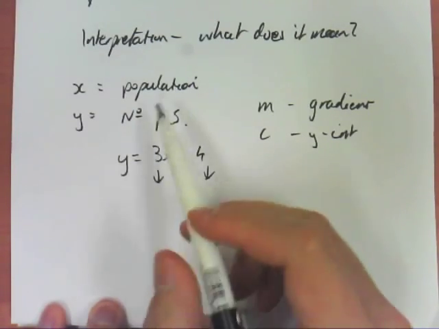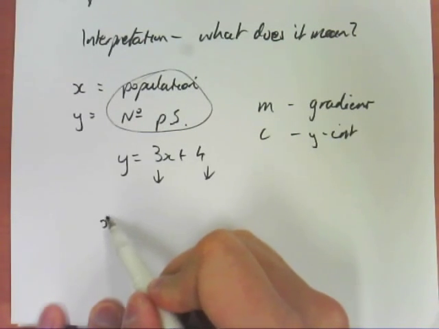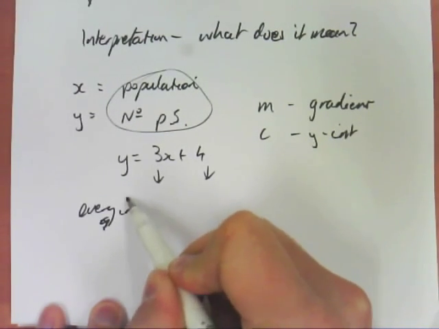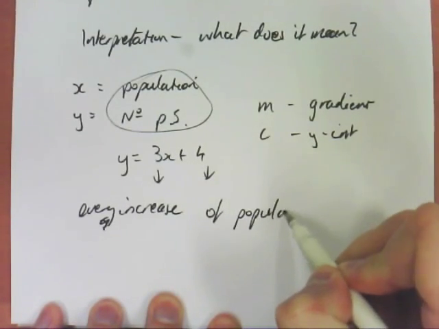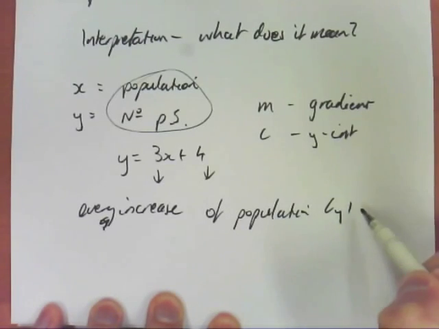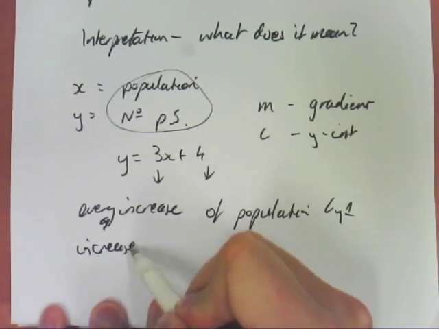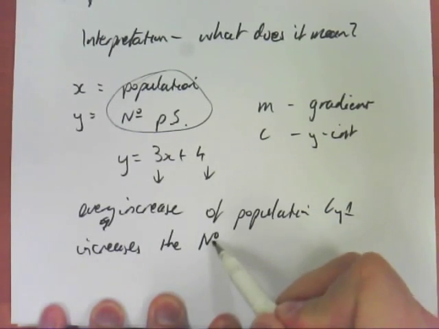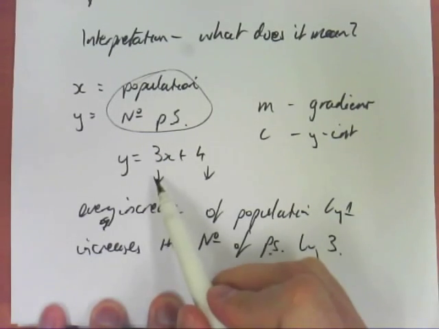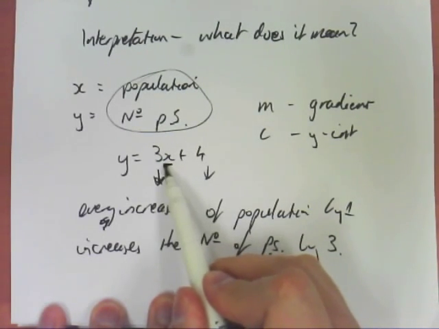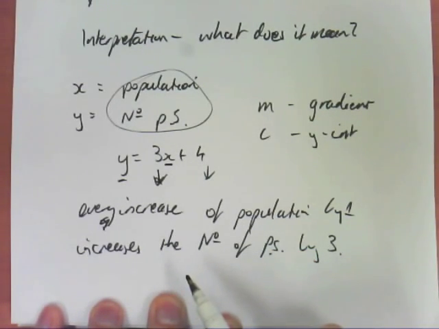It's not a very good equation for this particular set of data, but what it actually means is every increase of population by 1 increases the number of primary schools by 3. That's what the gradient means. For every increase of 1 in x, we're multiplying by 3, so we're going up by 3 for y.